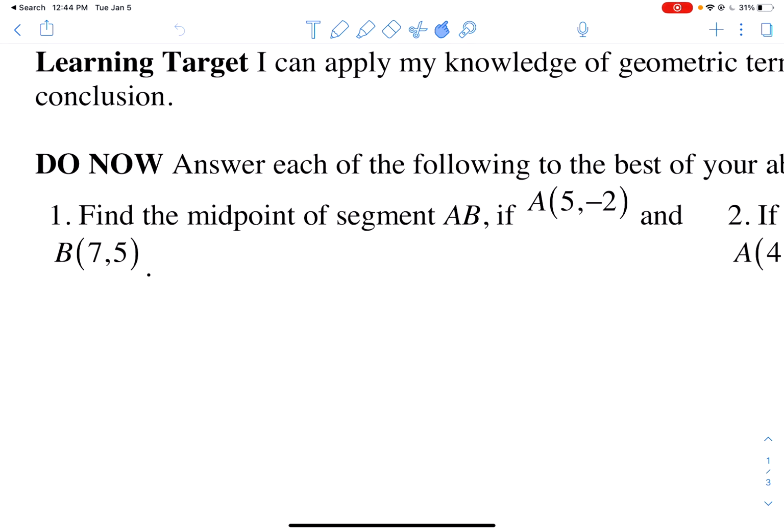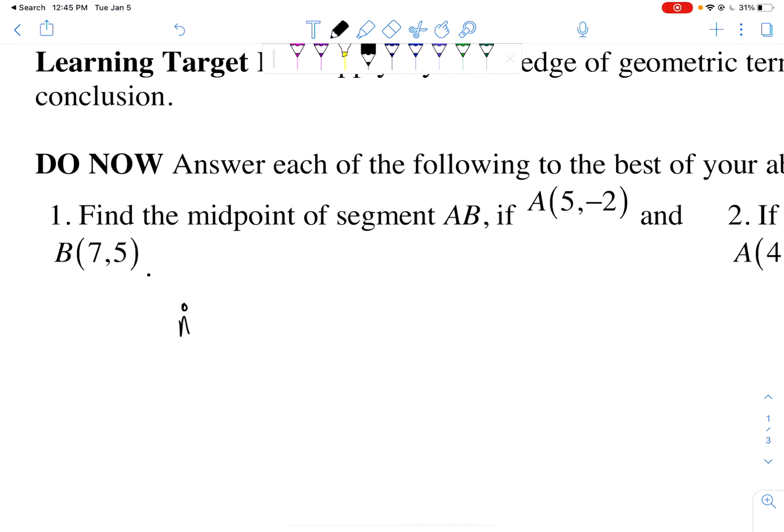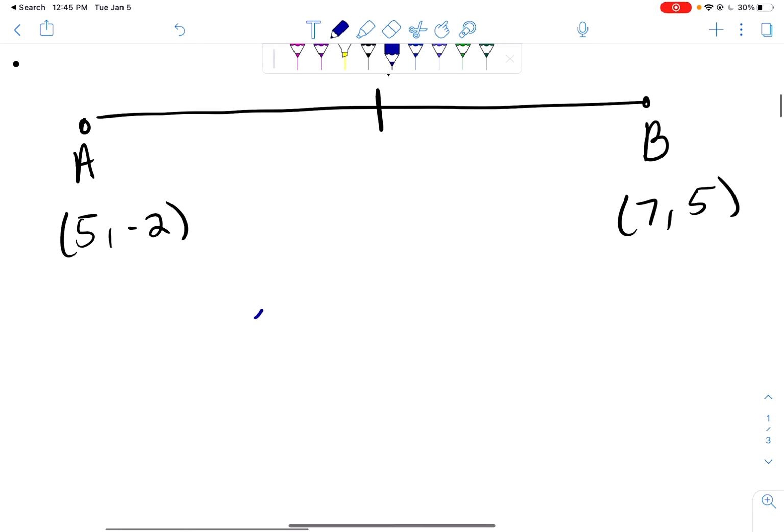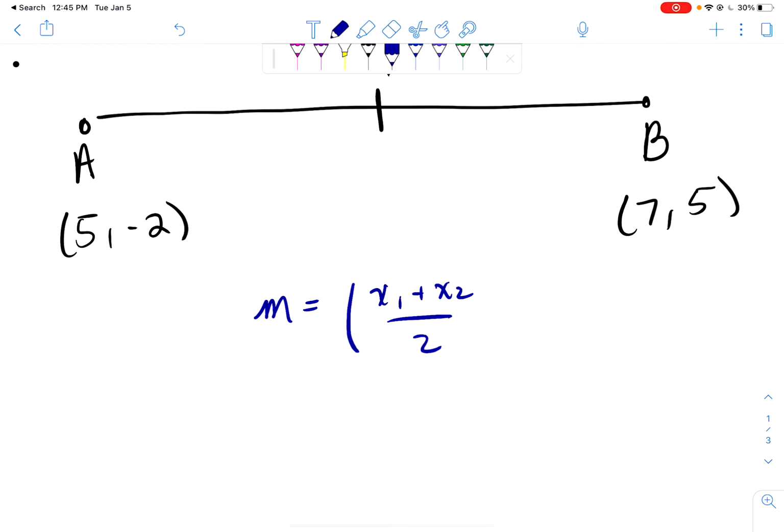So for question number 1, I want to find the midpoint of segment AB if A is (5, -2) and B is (7, 5). Well, if I wanted to, I could draw a line segment. And I know that A is (5, -2) and B is (7, 5). And I want to find my midpoint, the halfway point. All I have to do is add my x's, divide by 2, add my y's, divide by 2. So my midpoint is equal to (x1 plus x2 over 2, y1 plus y2 over 2).